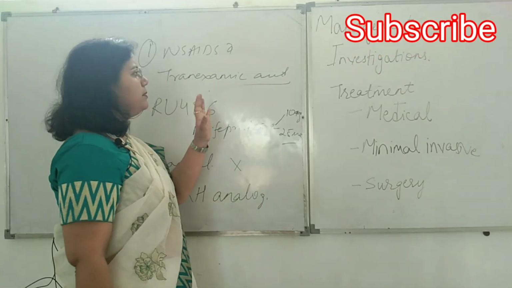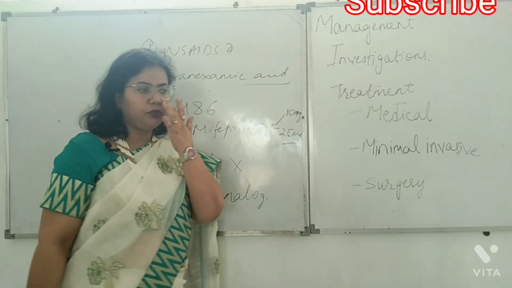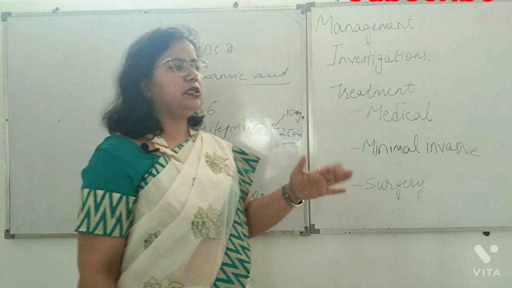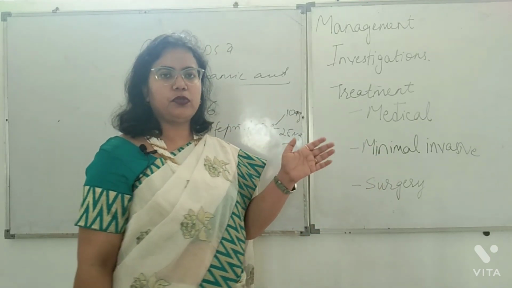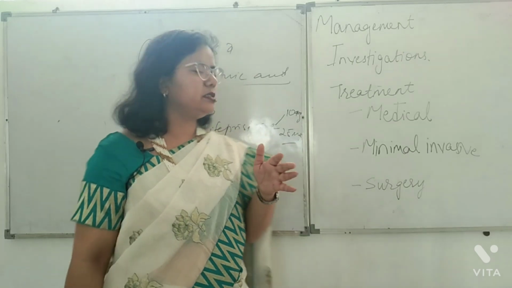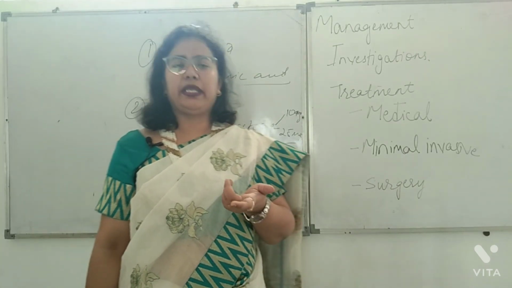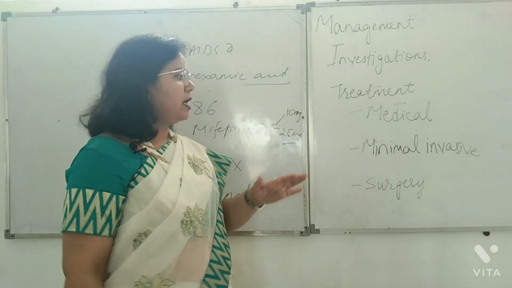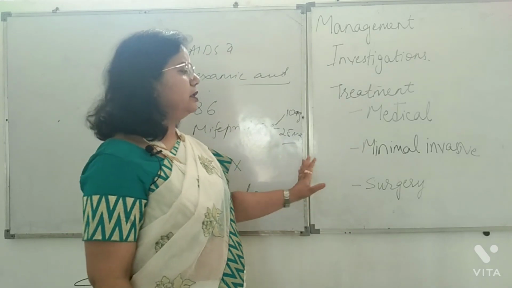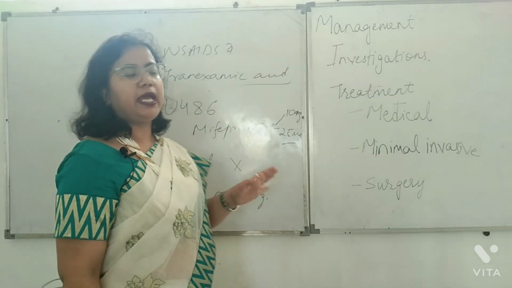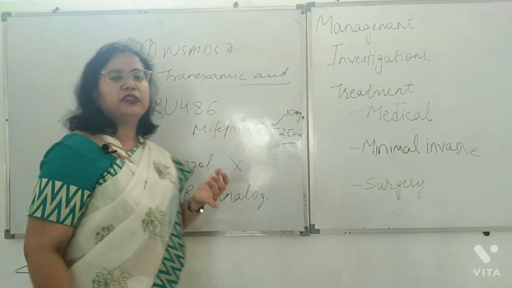Suppose she is having menorrhagia and she is perimenopausal. You know that she is in her 40s and there are some symptoms of perimenopausal stage like hot flushes and other things, and you want to gain some time so that surgery or minimal invasive surgery can be avoided in the woman. So for that you opt for this medical treatment, number 1.